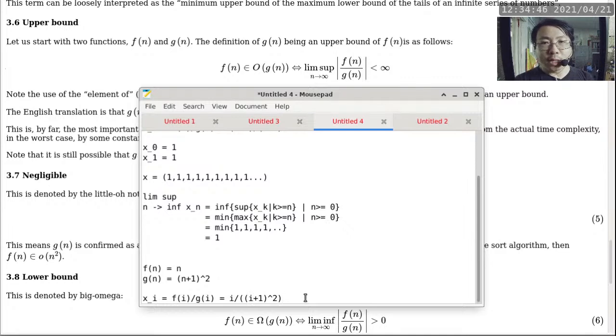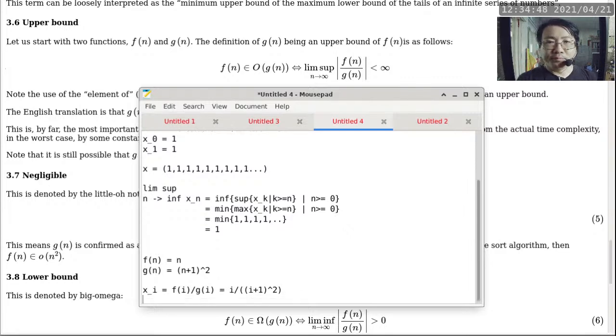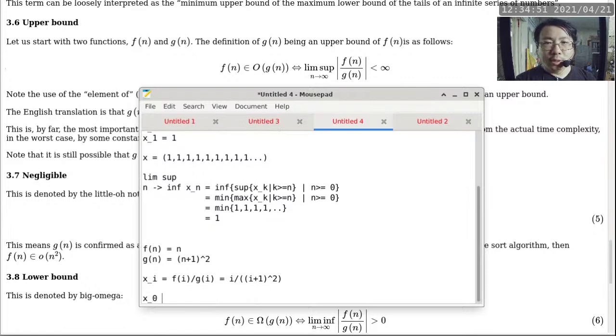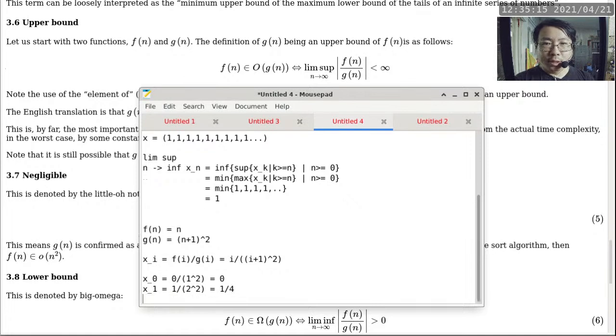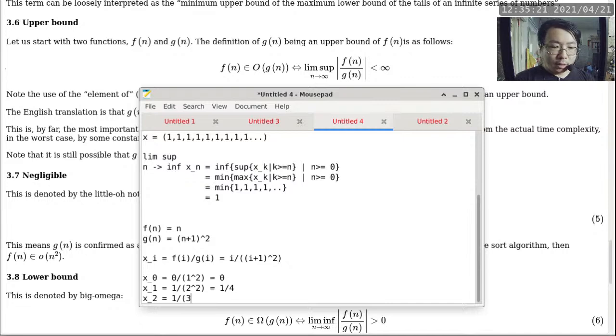So this is how we define x underscore i. We'll look at x underscore 0. Using this definition, x underscore 0 is 0 divided by 1 squared, which is really just 0, because 0 divided by anything that is non-zero is defined and it is just 0 itself. What about x underscore 1? Well, that's 1 divided by 2 squared, which is 1/4. x underscore 2 is going to be 1 divided by 3 squared, which is 1 divided by 9, and so on.